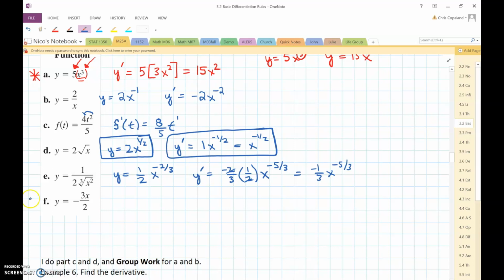Okay, finally F, y equals negative 3/2 x. So when you take the derivative, the exponent is 1, so this would be negative 3/2 x, and then when you subtract 1 from 1, that's going to be 0. So you wouldn't want to leave the answer this way, because we know x to the 0 power is 1, so my answer would be negative 3/2.